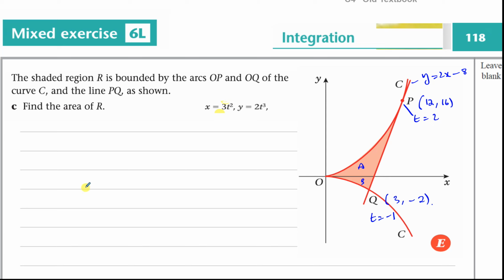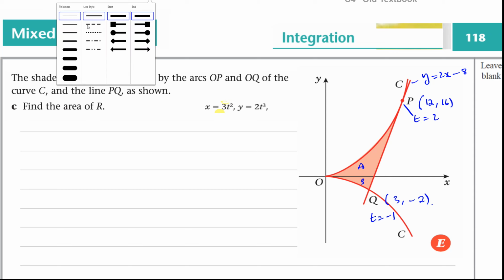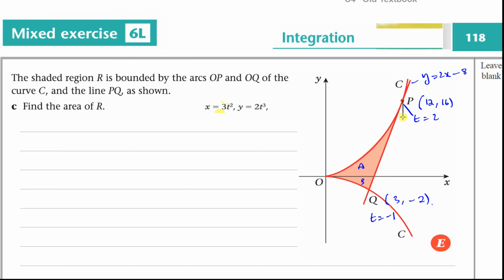First of all, what I'm going to do is think about this shaded region. I'll draw a line from P vertically downwards, and I'll draw a line from this point here vertically upwards until it hits the x-axis. Okay, now what I can do is find the area between this point here, which is O, and this point here where t equals 2, and that will give me the area under the curve up to this point, up to the x-axis.